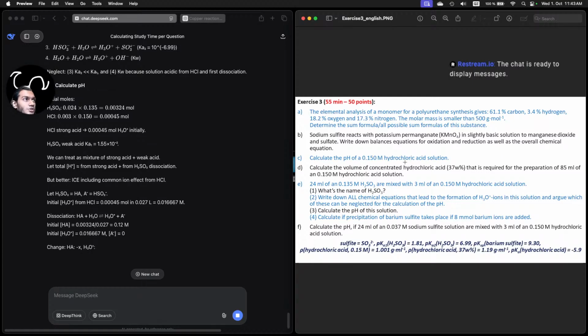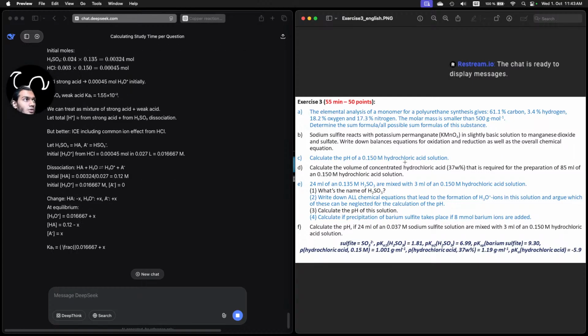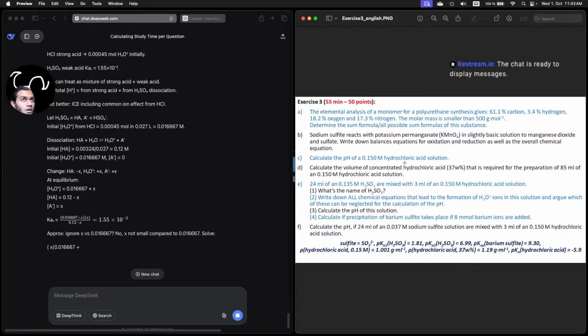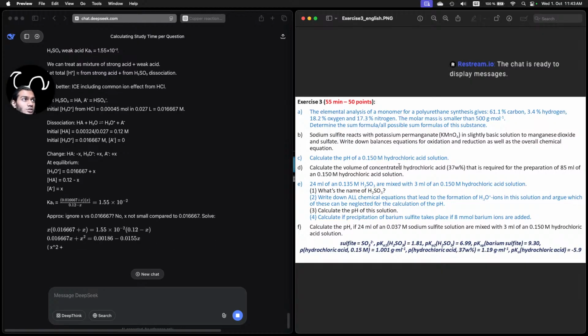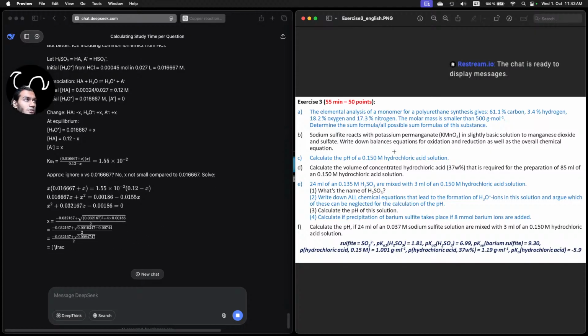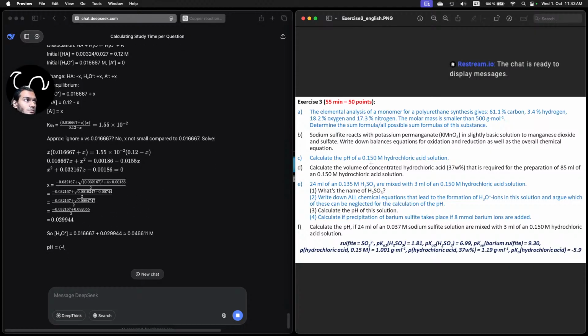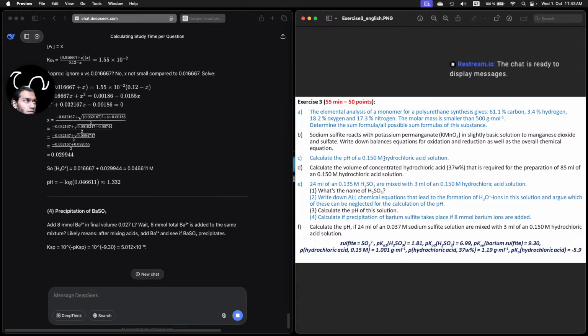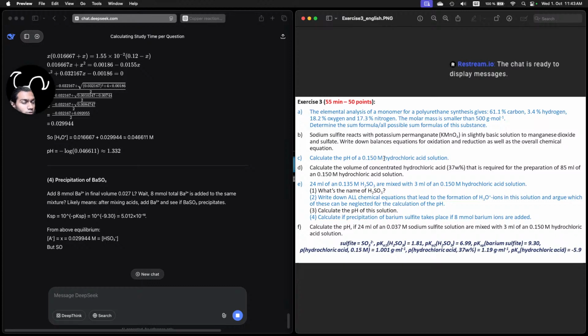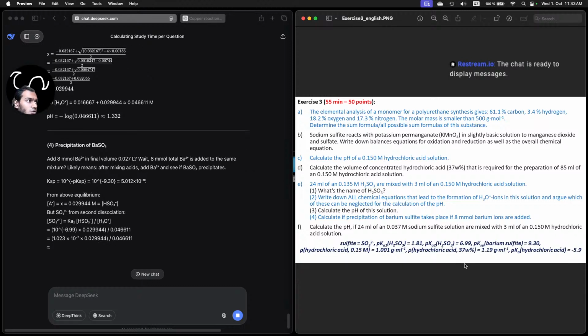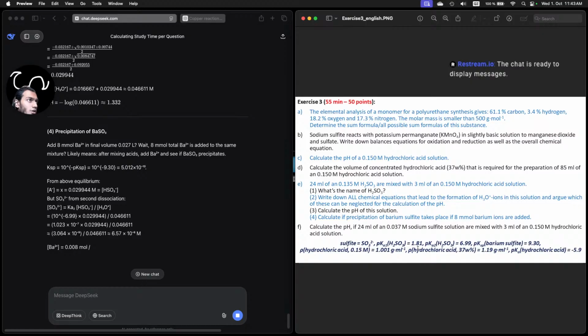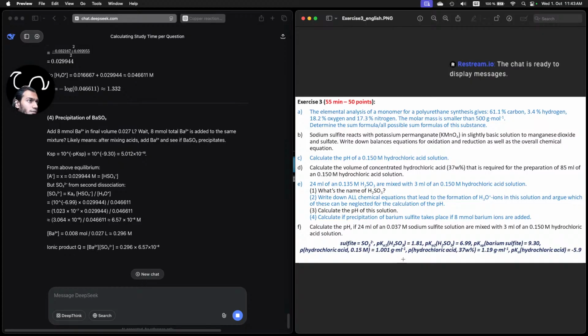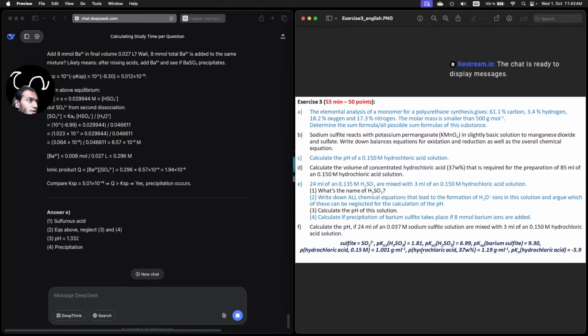Calculate the pH of 0.150 molar hydrochloric acid solution. So let's take 1 liter of this solution, so 0.150 moles of hydrochloric acid in 1 liter. Density, okay.